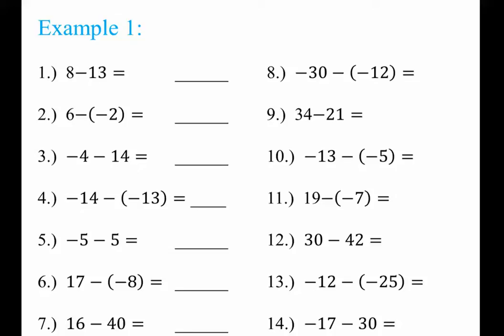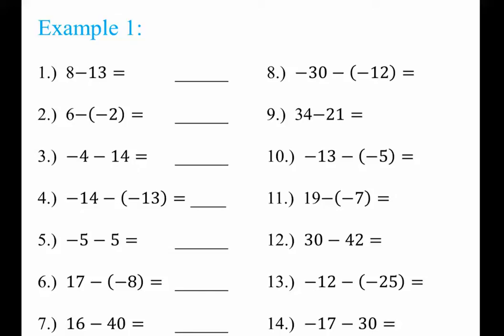Take a look at number 2. 6 minus negative 2. All right, you're going to notice that minus a negative structure. That's going to be a type 2. Take a look at number 3. Do you think number 3 is type 1 or type 2? Okay, if you look in between just the 4 and the 14, there's just a minus sign. So number 3 is going to be a type 1 as well.